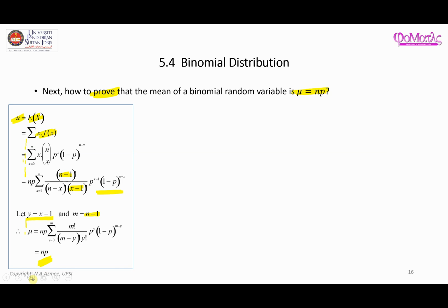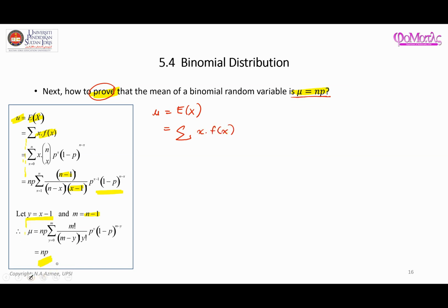Right, let's get back to what we are supposed to do, which is to prove that mu is equal to np, and we're going to start off with mu equal to E(X). And E(X) here is going to apply the summation process because X is a discrete random variable.